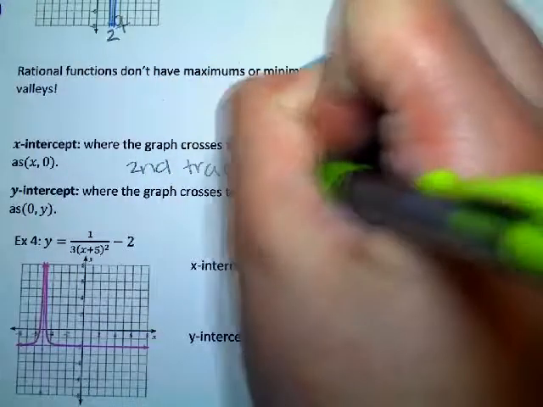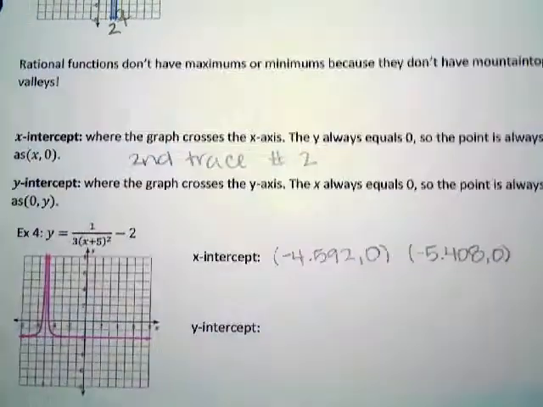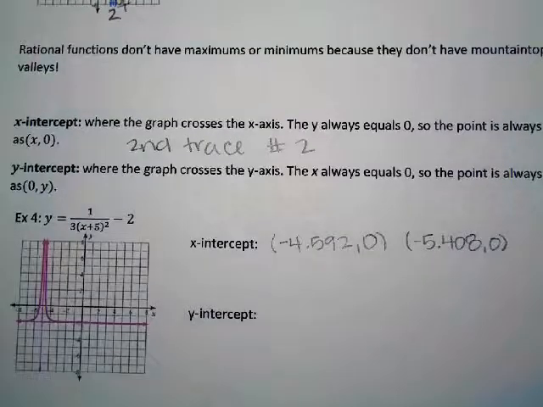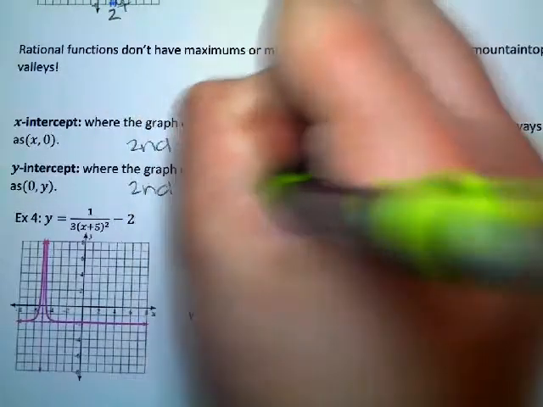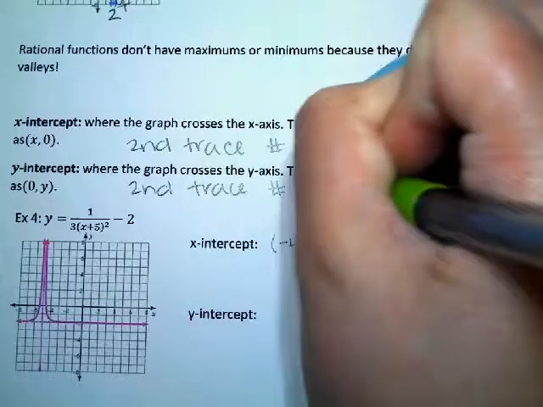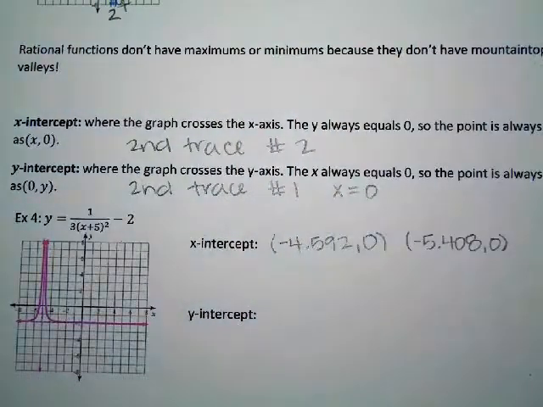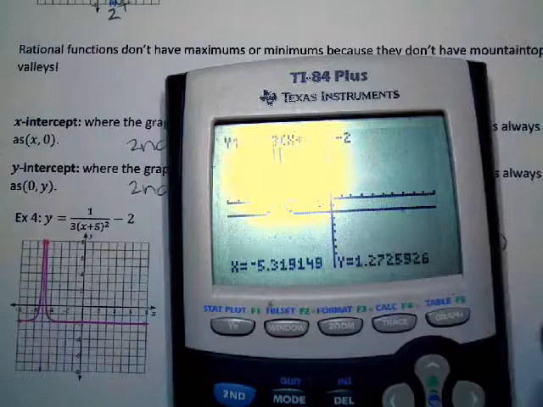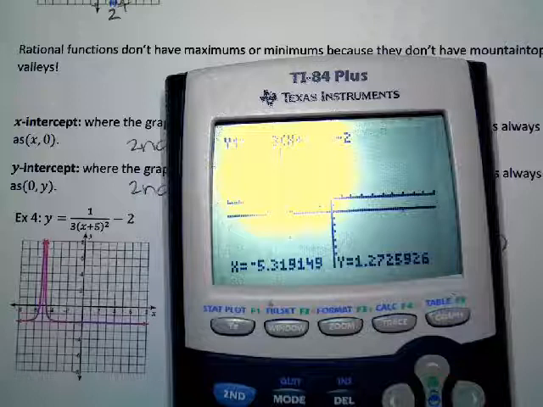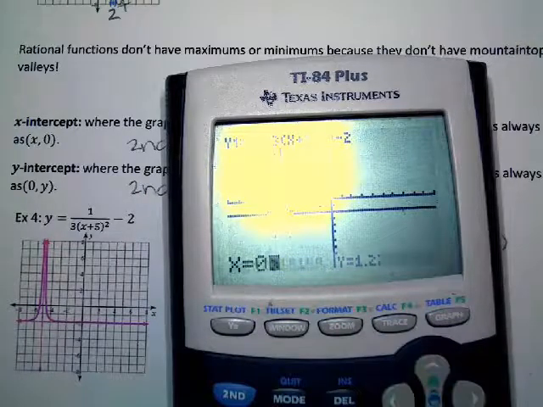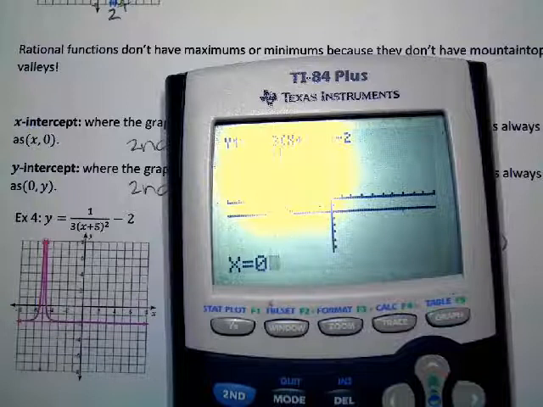So second trace number 2. The y-intercept, I always do second trace number 1. James, I remember you did it a different way. Can you tell us again? If you hit trace, then you can type a number and it works? Okay, so if you just hit the trace button and hit 0. Oh, that's nice. Hit trace and then hit 0.